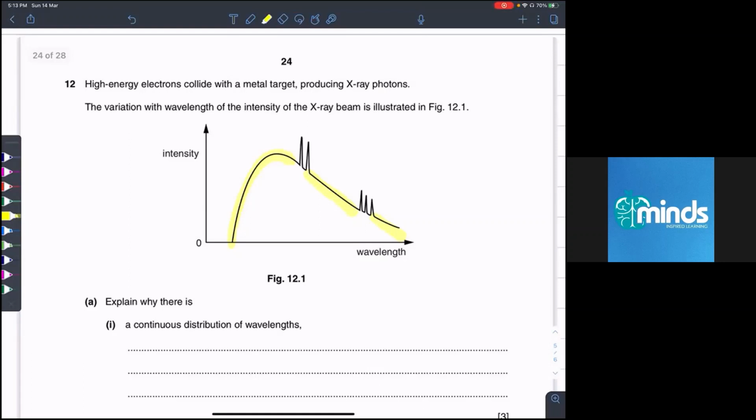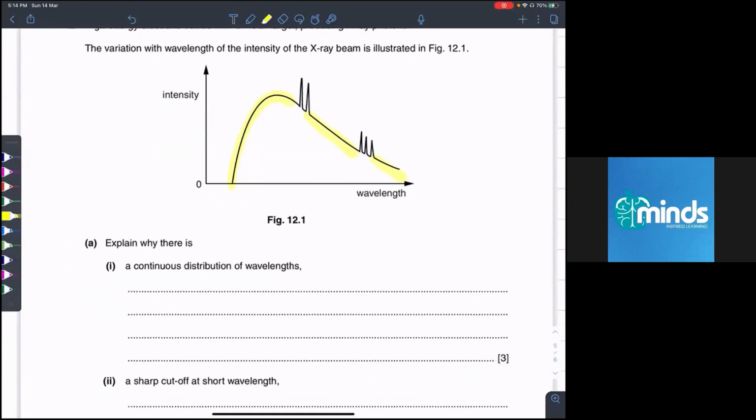So explain why there is a continuous distribution of wavelength. When electrons are entering or hitting the metal target, they keep on decelerating. When they keep on decelerating, they emit photons of different wavelengths because they will be decelerating with different accelerations or decelerations, right? So what you will say, a continuous distribution of wavelength, it's a 3-mark question.